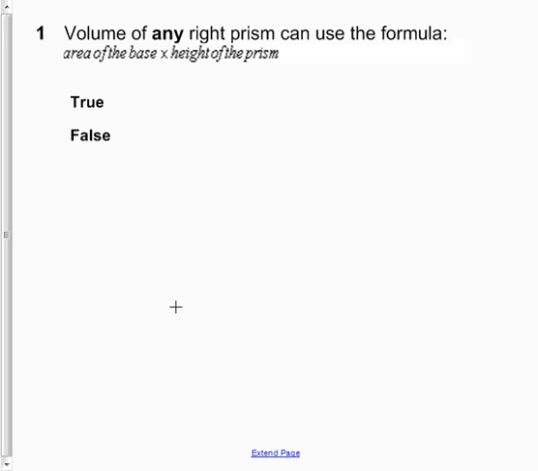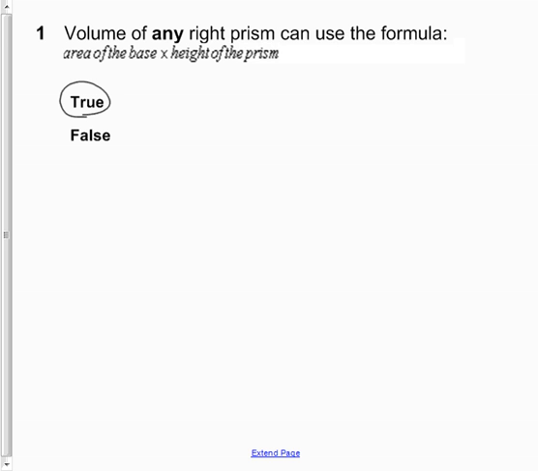The first question is a true-false question. It says the volume of any right prism can use the formula area of the base times the height of the prism. That is true. That is our formula for any right prism, whether it be a cube, a rectangular prism, a cylinder, or whatever the other one I didn't say was.